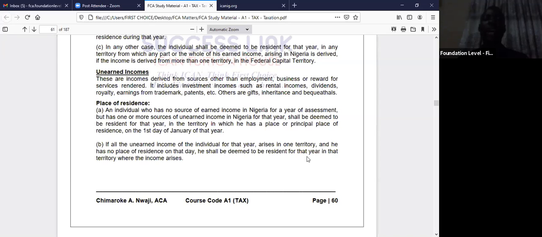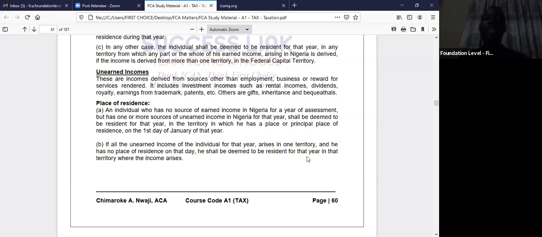Okay, patent rights and all that. So things like gifts, inheritance, and bequeathals. When we talk about gifts, it's not like pocket money. Pocket money is unearned income anyway, but it is not taxable because pocket money is not given to somebody who is a taxable person.